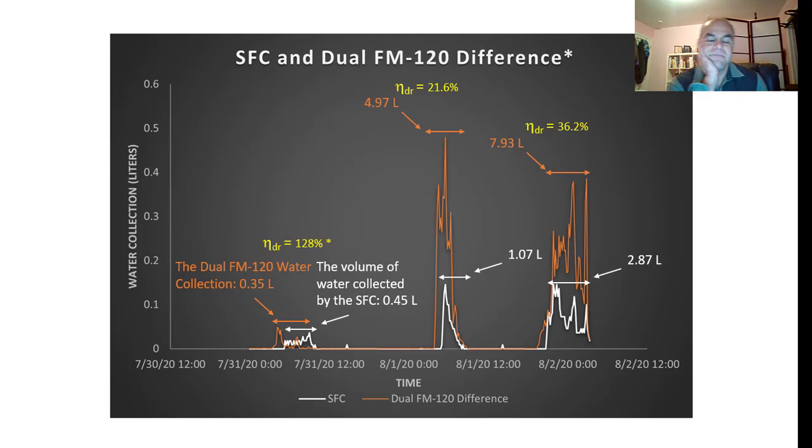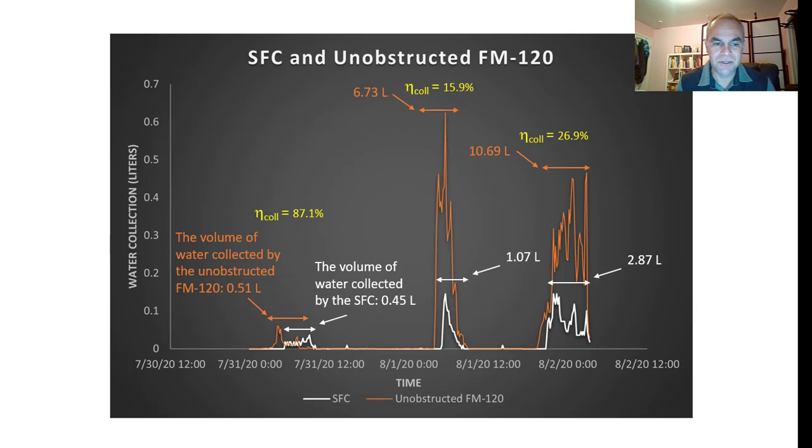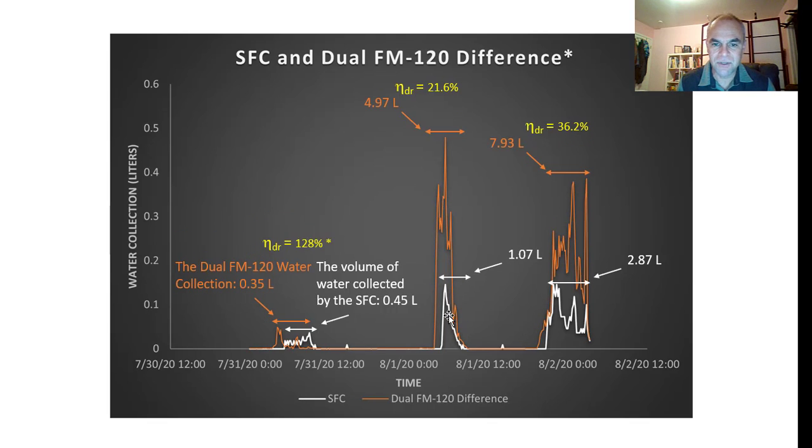Then the next image here shows the ratio of two different numbers. The white data here is still the same water collected by the fog collector. You can see the shape looks the same. The axes are slightly different, but the shape of the white one is identical to the shape of the white one in the last slide. It's the same data. The red one's a little bit different though. The red one represents the difference between the front fog collector and the rear fog collector. In other words, in a perfect world, the difference between these two should be the same as this.